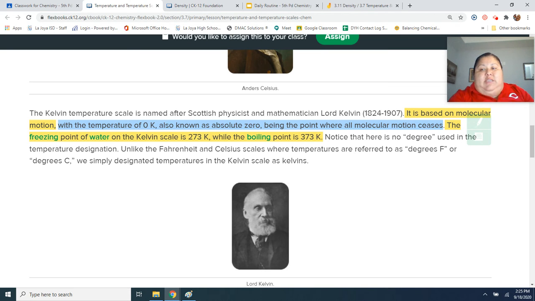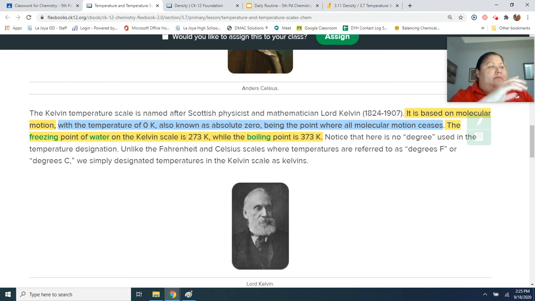Now, the thing about this scale is that it's based on molecular motion. So a temperature that you need to be familiar with is 0 Kelvin, which is known as absolute zero. This is the temperature at which all molecular motion, all atoms, all particles will cease to move. They will finally stand still.